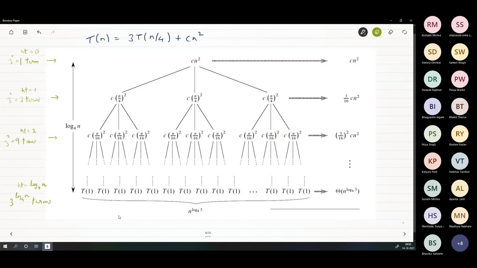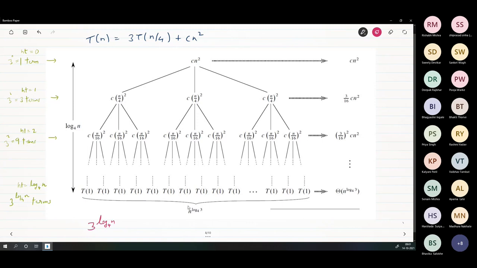Okay, now let me just try to rewrite this. 3 to the log n to the base 4. Let us say we want to convert it to something simpler. We want to write it as n to the something all the time. They are already given the answer here. The number of copies here is in fact n to the log 3 to the base 4. Let us see how it is. We are saying that it should be 3 raised to log n to the base 4, whereas in the diagram they are giving it to be n raised to log 3 to the base 4.